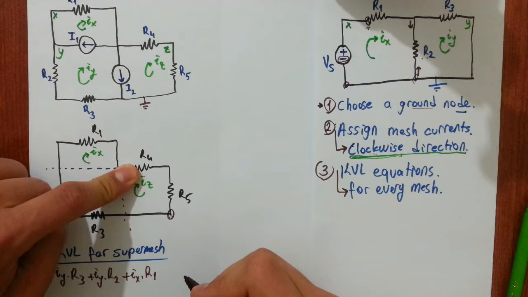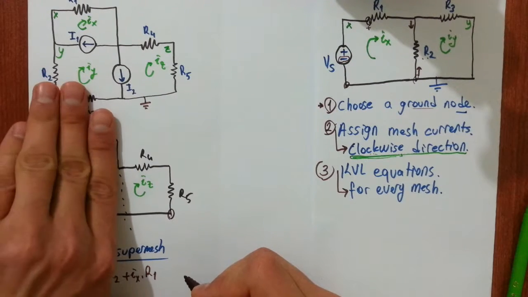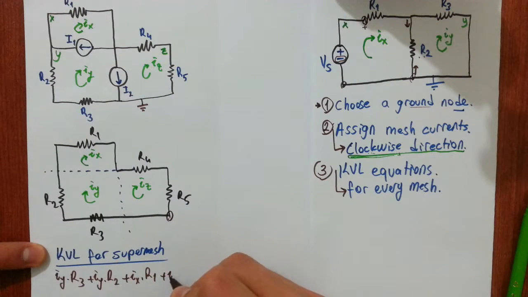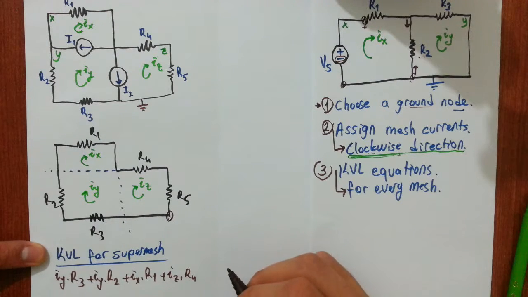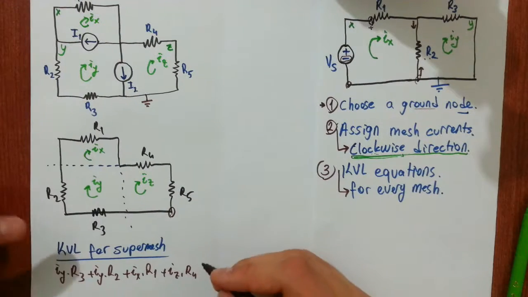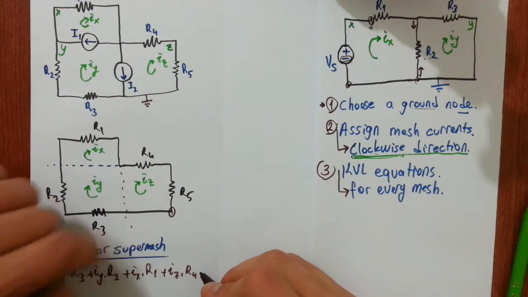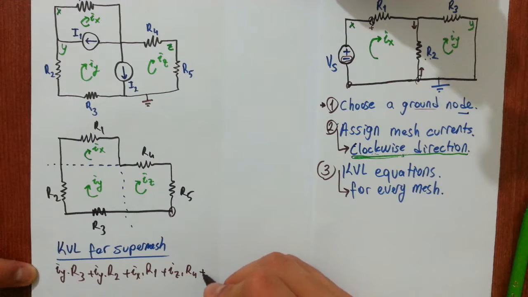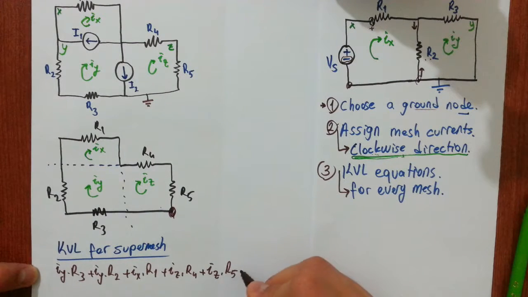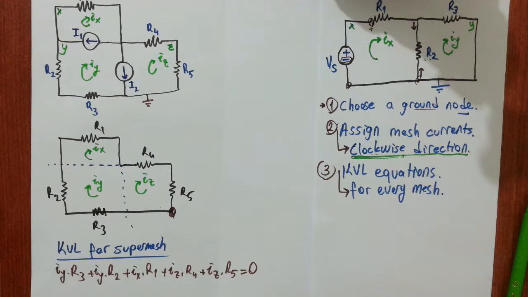Next component is resistor R4, and IZ is affecting on it. So IZ times R4 is voltage difference across resistor R4, and R5 is affected by only IZ, so IZ times R5, and we have reached the start point, so we will write 0 by KVL.